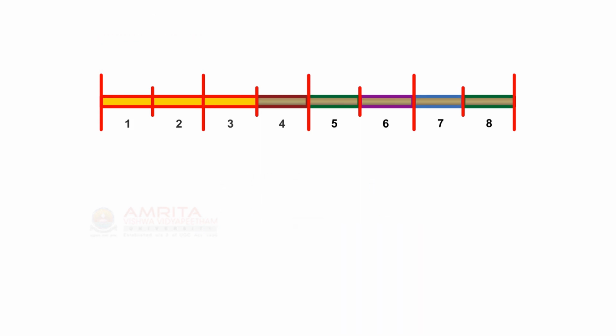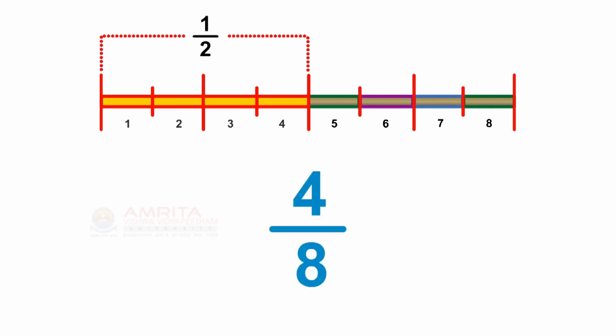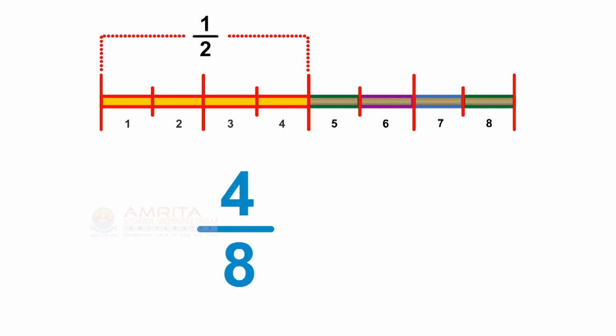Now considering 3 parts out of the total of 8 parts, we will write the fraction as 3 by 8. To represent 4 parts out of 8, we will write the fraction as 4 by 8. As you can see here, 4 by 8 is also the same as 1 by 2 or half. So we can also say that 4 by 8 is equal to half.